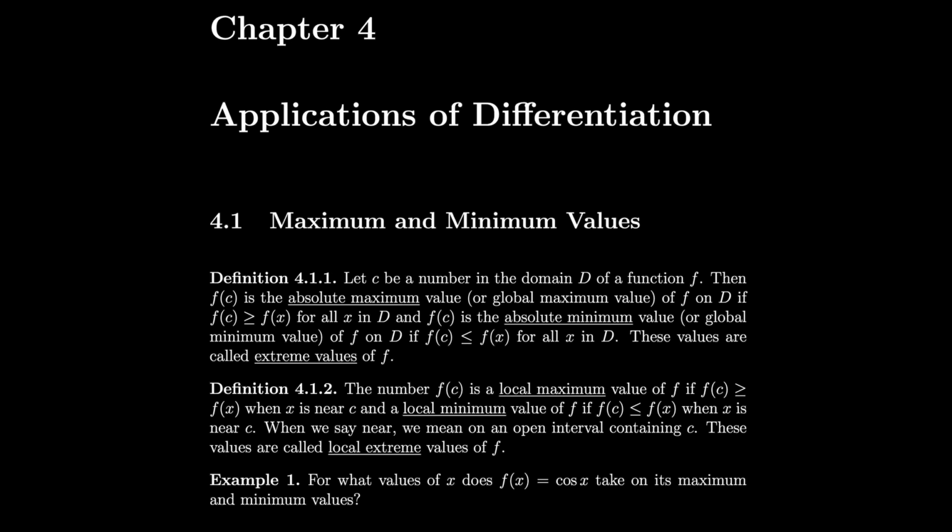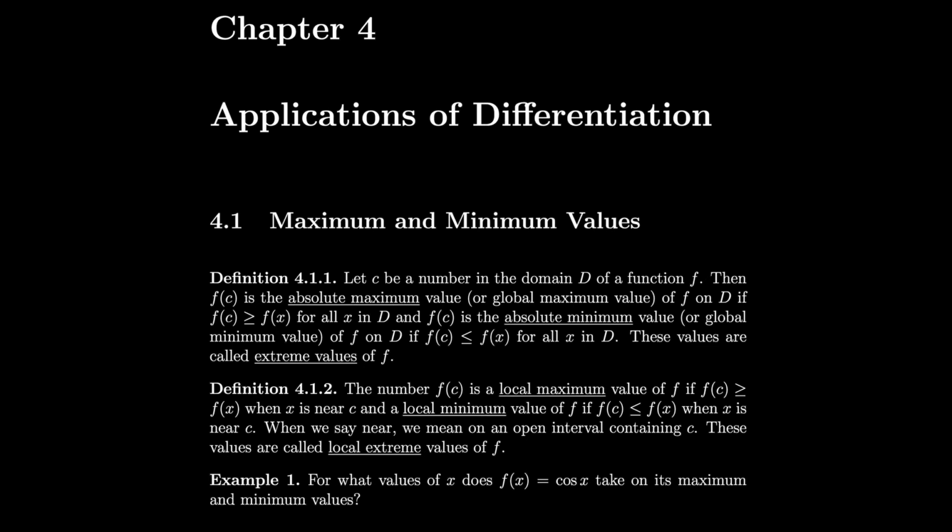Chapter 4, Applications of Differentiation, Section 4.1, Maximum and Minimum Values. Let c be a number in the domain D of a function f. Then f of c is the absolute maximum value, or global maximum value, of f on D if f of c is greater than or equal to f of x for all x in D, and f of c is the absolute minimum or global minimum value of f on D if f of c is less than or equal to f of x for all x in D. These values are called extreme values of f.